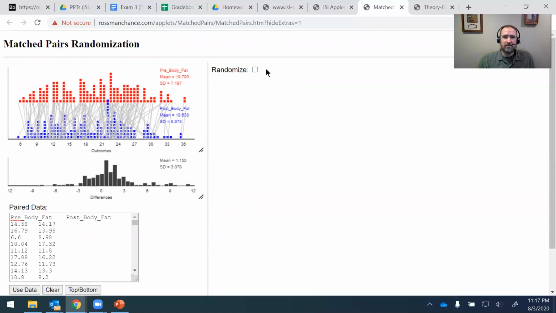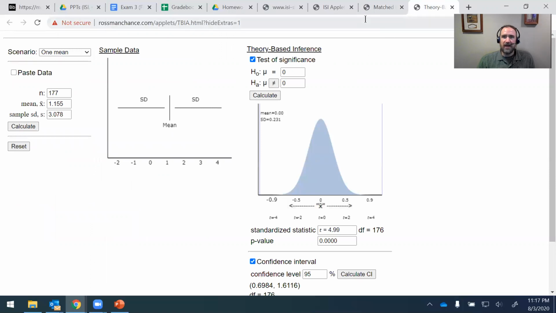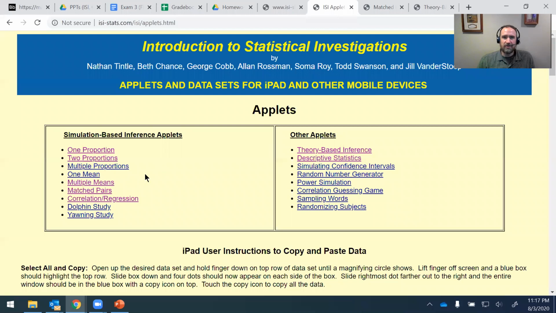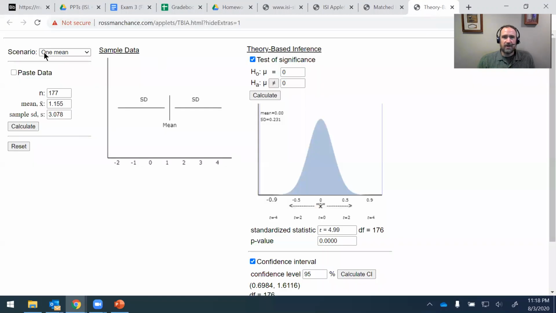If we choose randomize here, we're doing a simulation-based approach. To do a theory-based approach, we need the theory-based applet. And so if you go back to your applets, we were just looking at the data, exploring it in matched pairs. Now we're going to go to theory-based inference, and we're going to make sure we choose the one mean scenario.